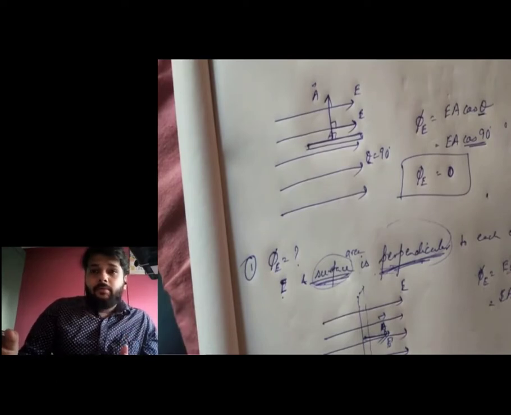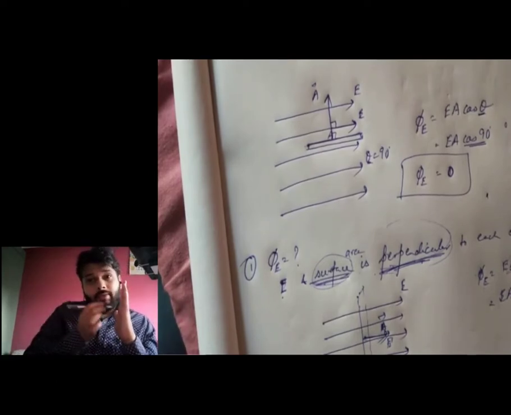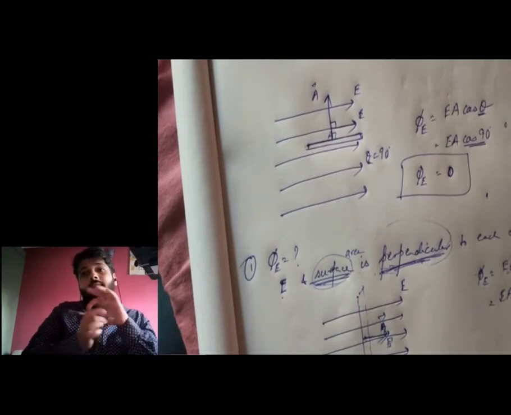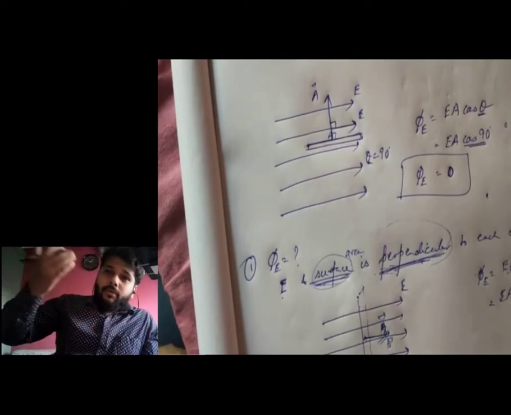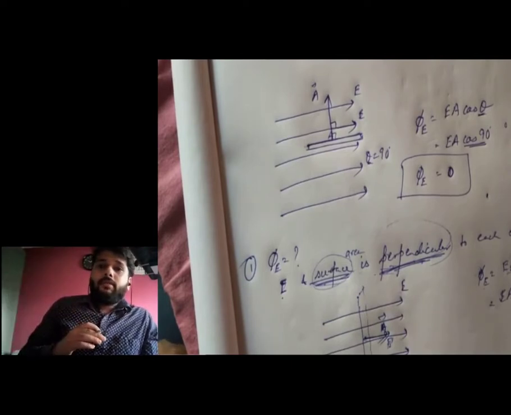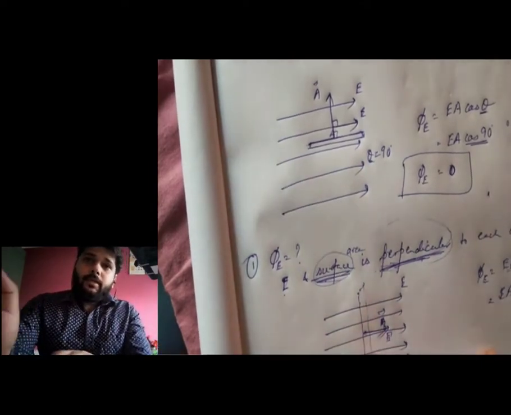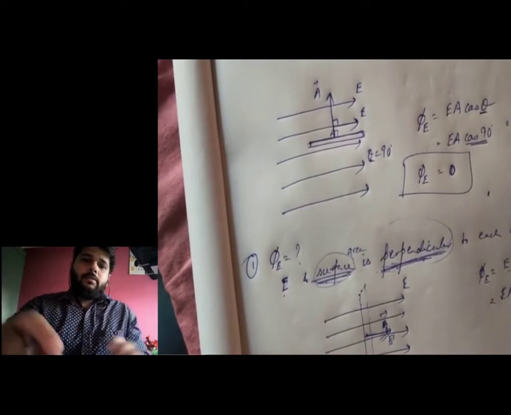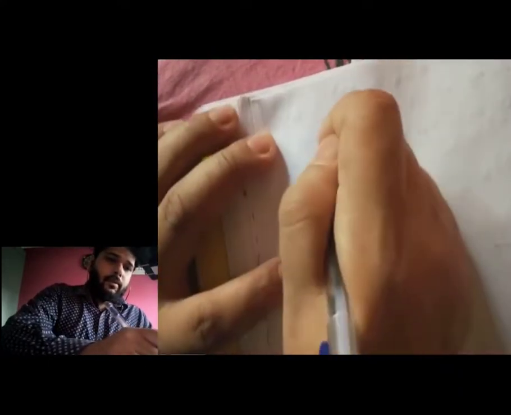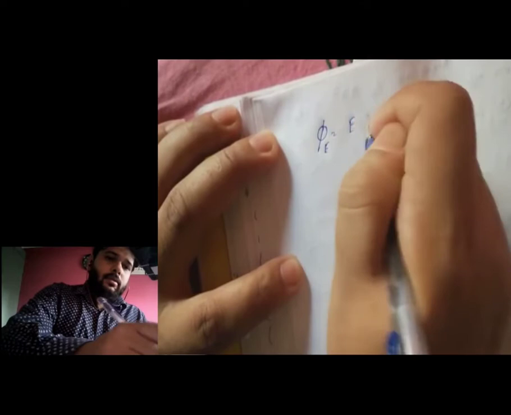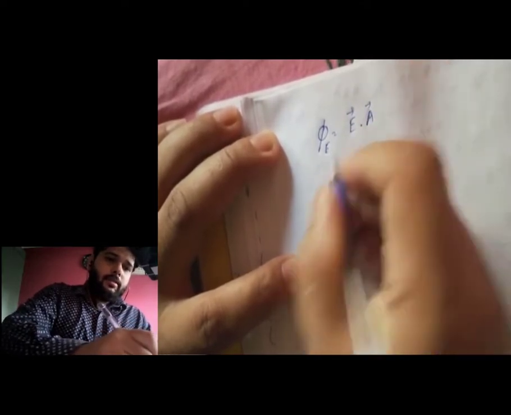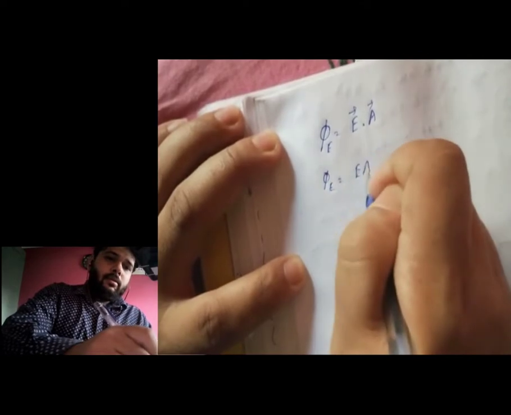But when the surface is perpendicular, first we get the area vector. The area vector is perpendicular to the surface, so this area vector is along the direction of the electric field. So we always have to take the area vector. Next, we got the formula for electric flux. Electric flux is E dot A, or we can write this as EA cos theta.